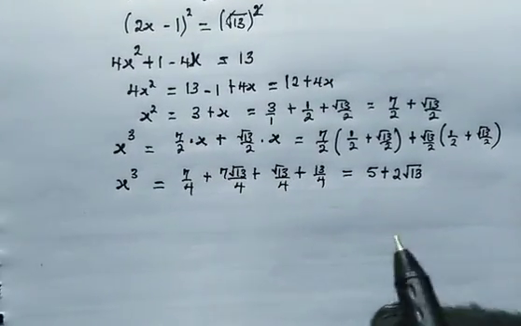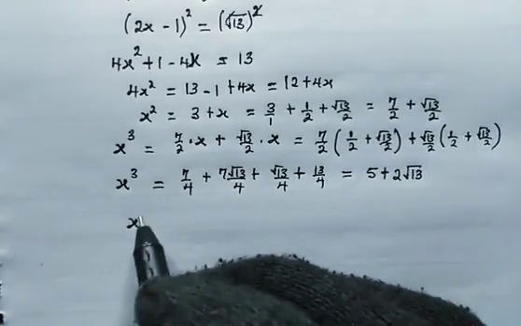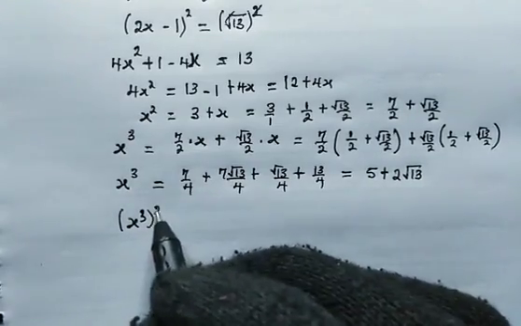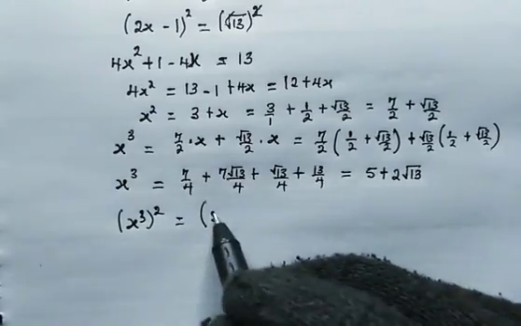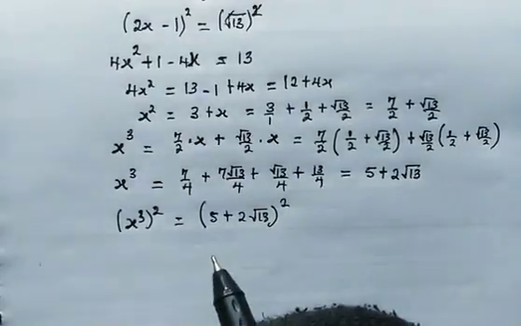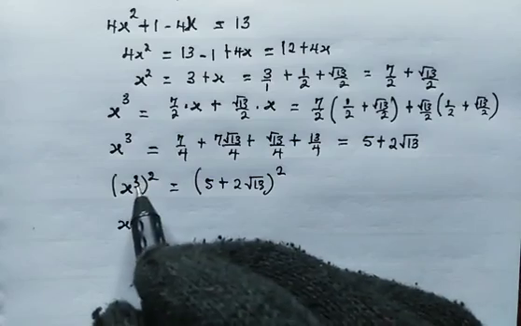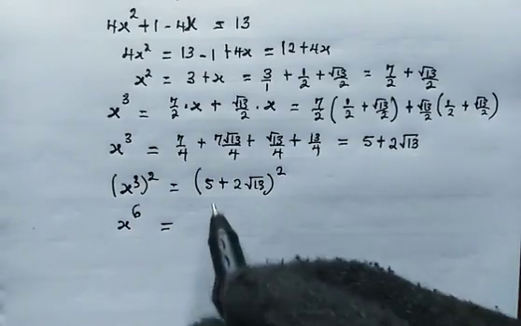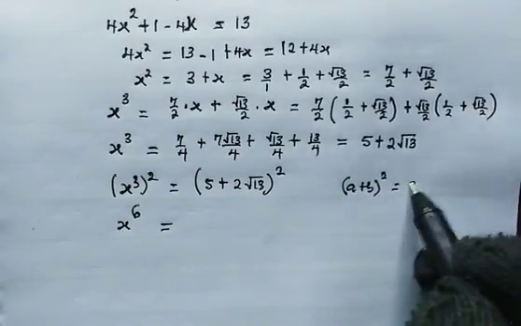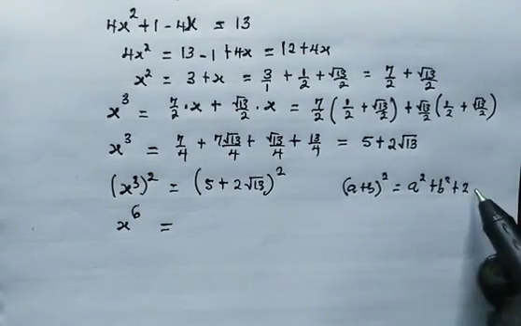So instead of multiplying both sides by x, let's just quickly square both sides to arrive at the sixth power. So that is x cubed, then we square both sides: 5 plus 2 root of 13, squared. So from here, with the power rule in algebra, this is 3 times 2, which is 6. Then this equals, we're going to make use of this: a plus b squared equals the first term squared plus the second term squared plus 2 times their product.